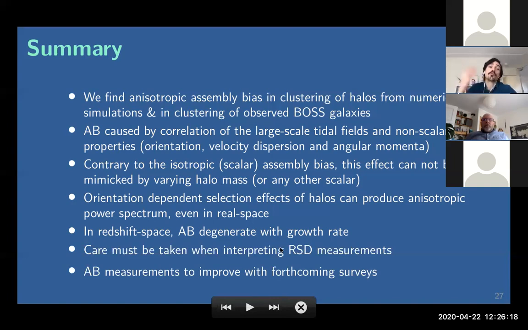And yeah, hopefully also with future surveys, we will be able to measure this bias much better.